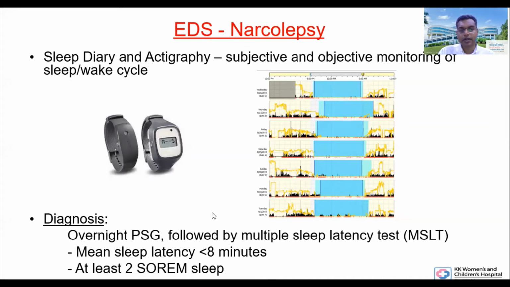So the diagnostic criteria for narcolepsy is a mean sleep latency, which is how long it takes to fall asleep after going to bed, of less than 8 minutes, and also at least 2 or more sleep onset REM periods. Then you have a diagnosis of narcolepsy.